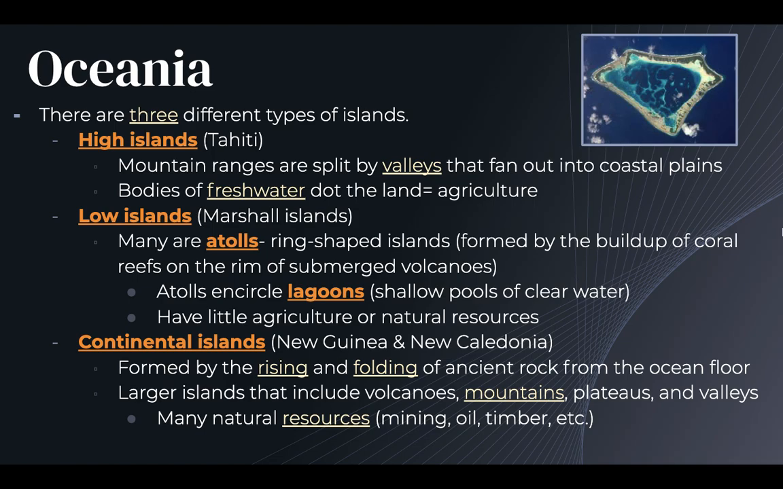They often encircle what are called lagoons. This right here would be a lagoon. Lagoons are usually shallow pools of clear water. They usually have very little agriculture and almost no natural resources on any of the low islands in general. Not only just the atolls, but just in general.